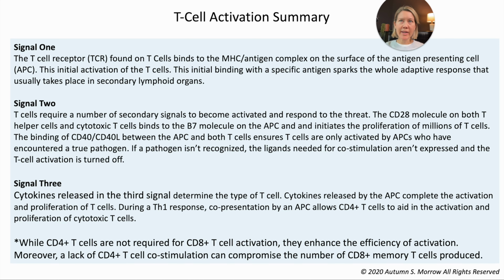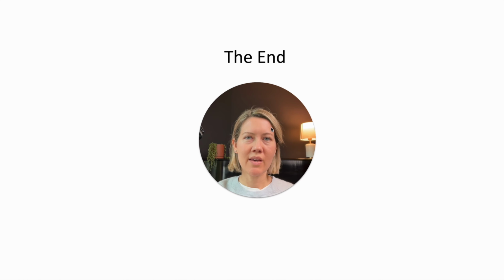So in summary, here are the 3 signals involved for a T cell activation. Signal 1 involves the recognition of the antigen. Signal 2 involves binding to stimulate the activation process. And signal 3 involves instructive cytokines that can complete the activation and proliferation of T cells. Well, that's it for the 3 steps of T cell activation and a quick overview of the Th1 response.